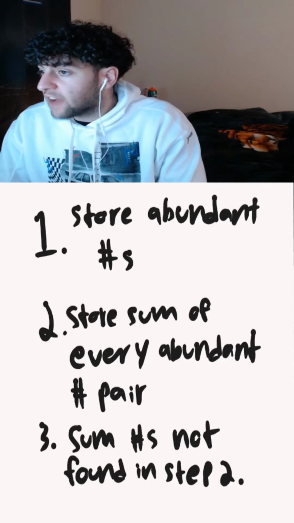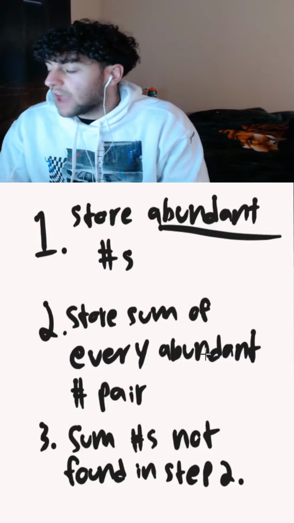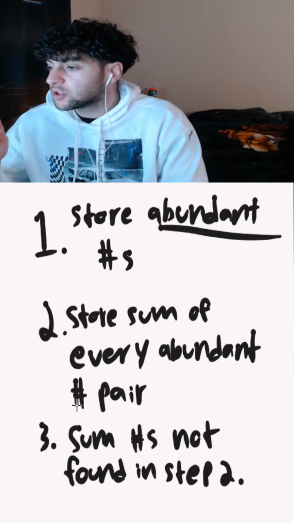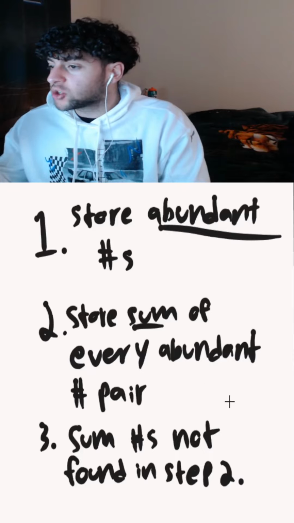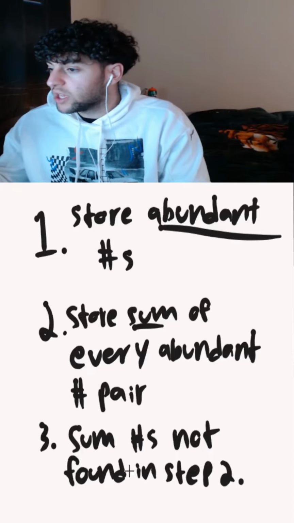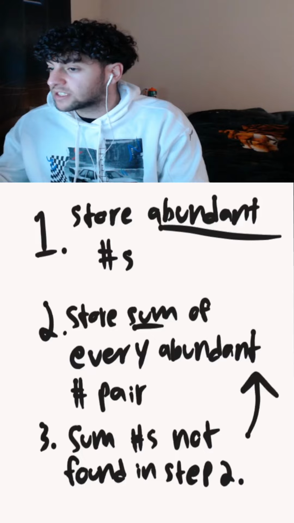We'll first find every abundant number and store it in an array, and then loop through every pair of abundant numbers we found and sum them and store that in an array. And then every number up to 28,123 that's not in the array we found in step 2, we'll sum it up. With that in mind, let's get to coding.